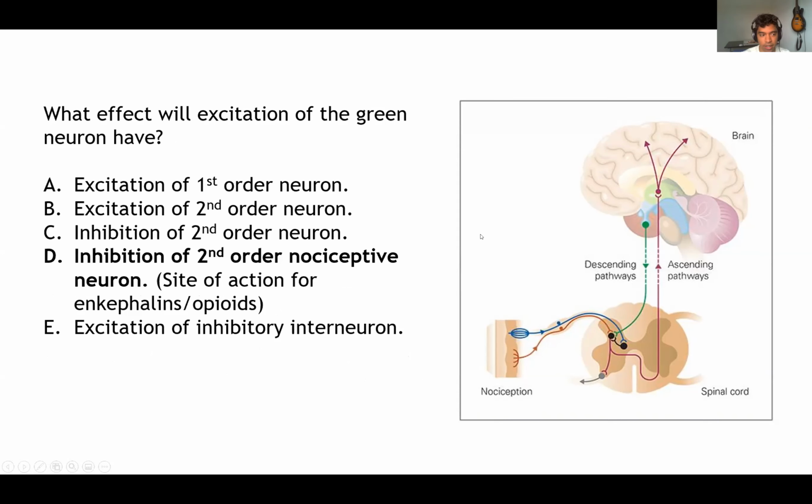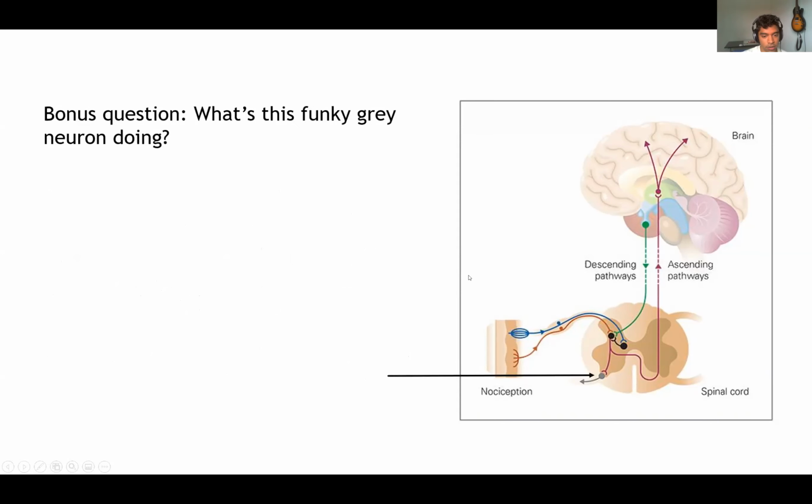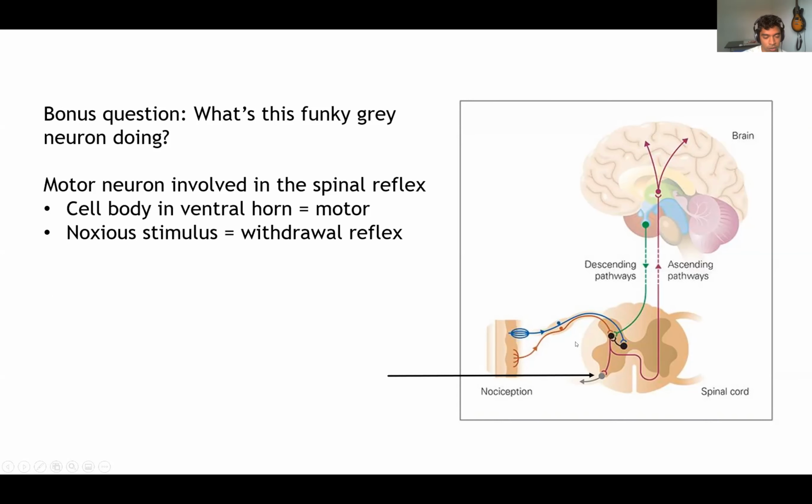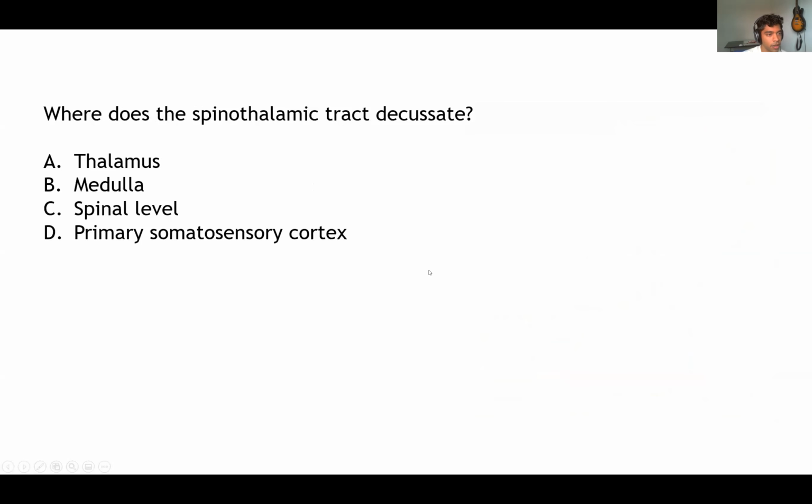So that was actually D. So you're inhibiting the pain reception or the pain pathway by inhibiting a second order nociceptive neuron. And the funky gray thing, that's just a motor neuron involved in the spinal reflex. Where does the spinothalamic tract decussate? Yeah, C, awesome. Good, you guys are listening.